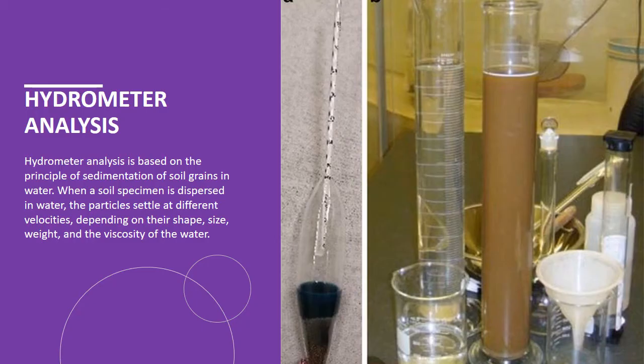We first have the hydrometer analysis, which is not really very common. Hydrometer analysis is based on the principle of sedimentation of soil grains in water. When a soil is dispersed in water, the particles settle at different velocities depending on their shape, size, weight, and the viscosity of water. As you can see in the picture, there is water in a graduated cylinder, and then a soil is incorporated into the water. I will be sending a YouTube video on how to conduct it and what has to be done in the hydrometer.